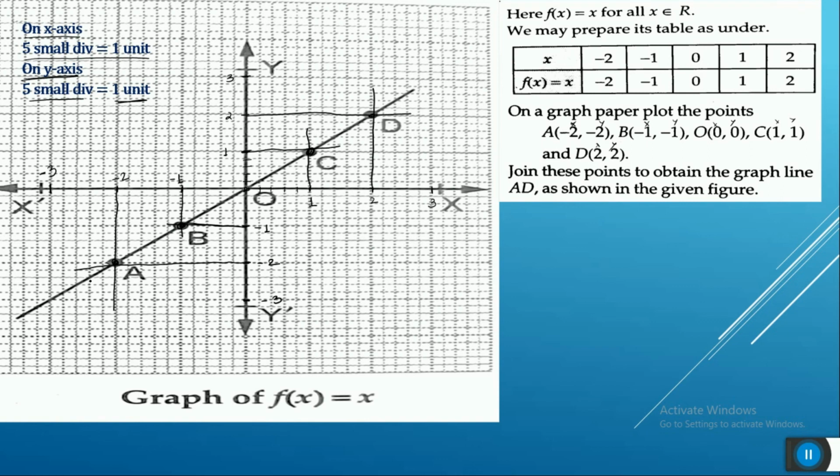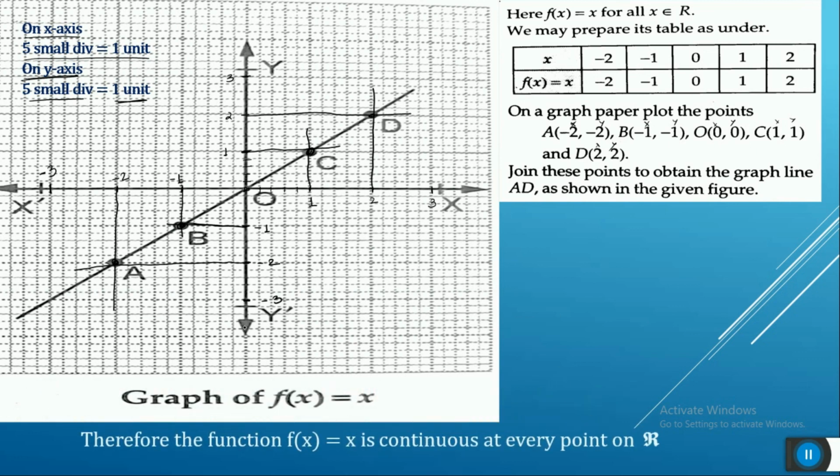Clear? So by looking at this graph, what can you say about its continuity? Is it breaking anywhere? No, it is not breaking. So you can say an identity function will always be continuous. Therefore, the function f(x) is continuous at every point on R. So you expand this graph on both sides and you will see the line will not break anywhere. So you can say this function is continuous. Clear?